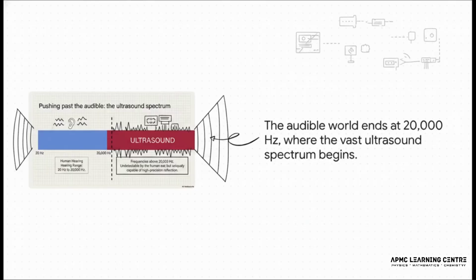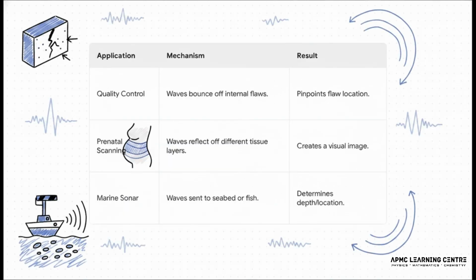Our entire audible world is just this tiny little sliver of the full acoustic spectrum. Beyond that 20,000 hertz line lies this vast, silent range of ultrasound. It's a spectrum we figured out how to engineer for super high precision work, letting us see things our eyes never could. And the applications for this tech are just incredible.